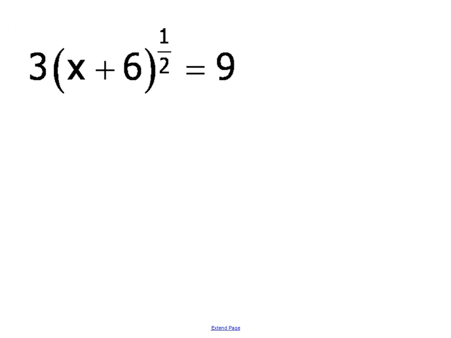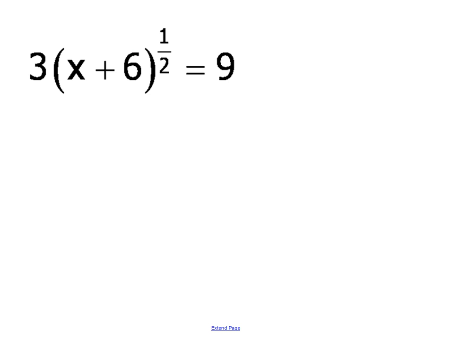So here's another example that I want you to try on your own, just a kind of a reminder on this. You want to get the radical, or in this case, the rational exponent by itself, so you will need to divide both sides by 3. That's the only hint that I'm going to give you. So I want you to go ahead and pause it and play it when you're done.